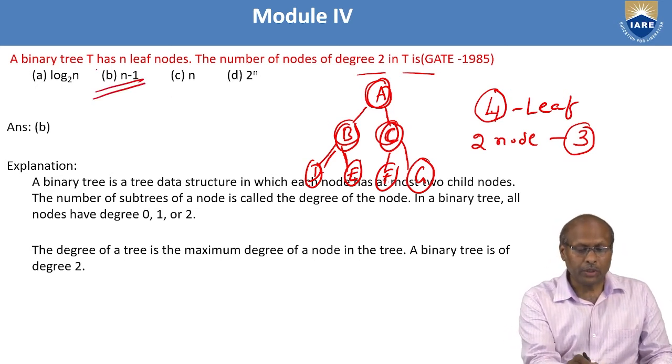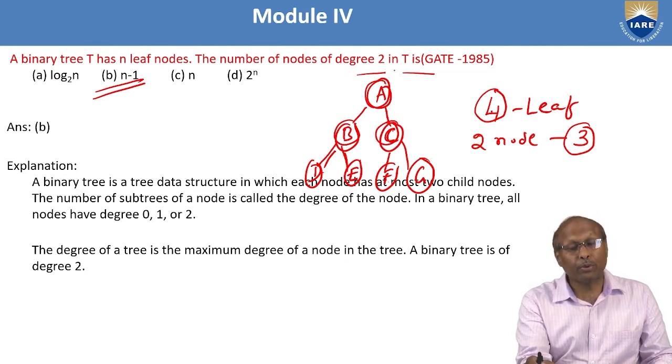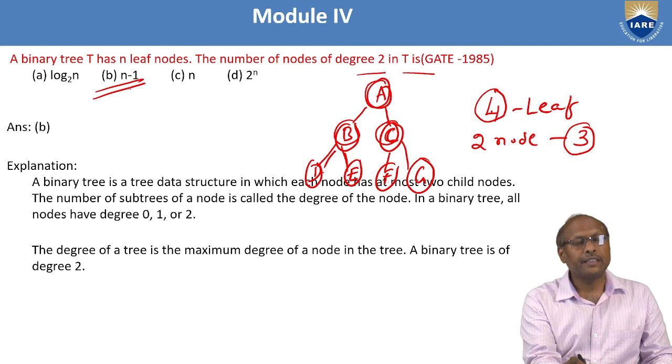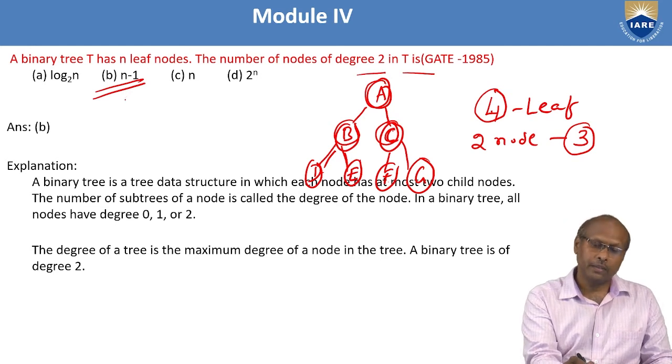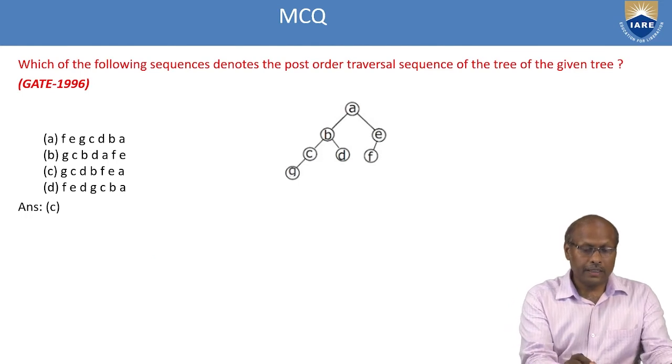So remember, in this type of question, wherever tree has n leaf nodes, the number of nodes with the degree of 2 is dash. So answer is n minus 1. That means 2 child nodes are always n minus 1. Next, they may ask another question.